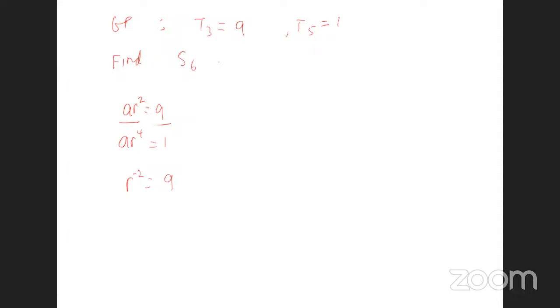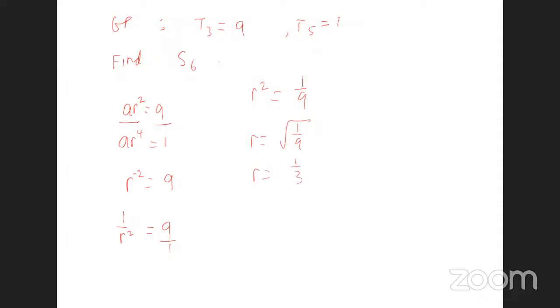Which is like 1 on R squared is equal to 9. You could cross multiply just to make it look a little nicer. So you'll get R squared is equal to 1 on 9 if you cross multiply and flip it over. So R is the square root of 1 on 9. R is 1 on 3.